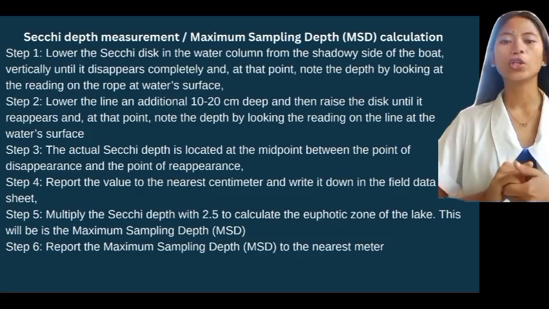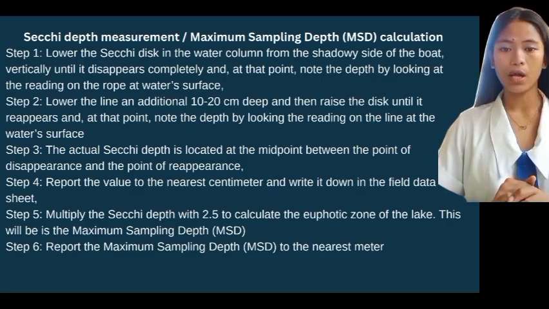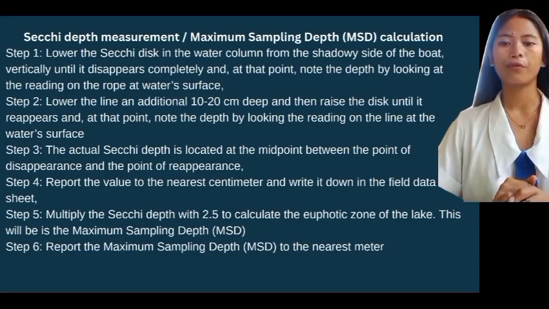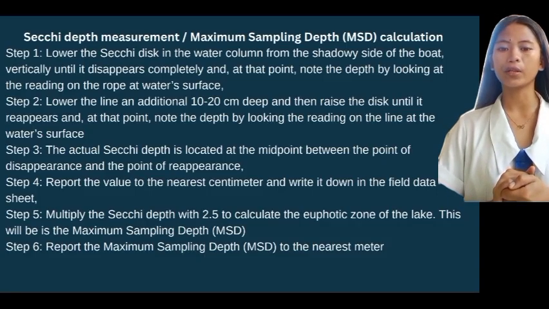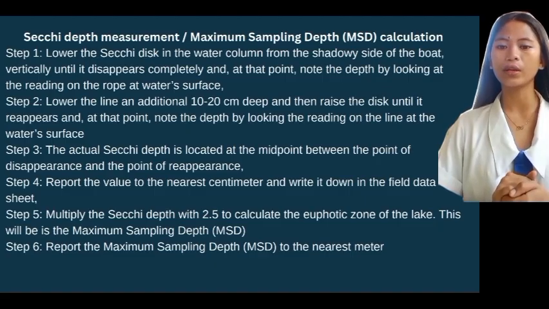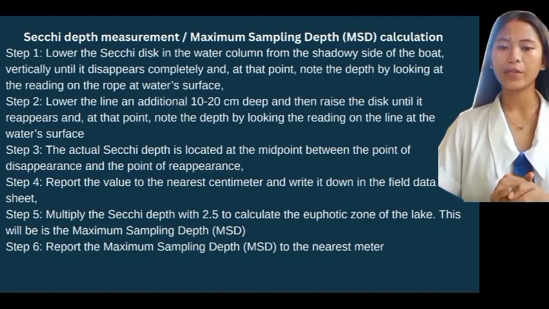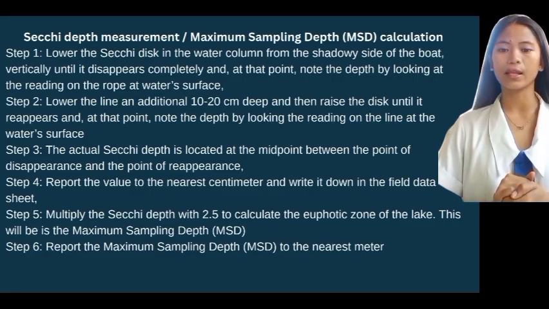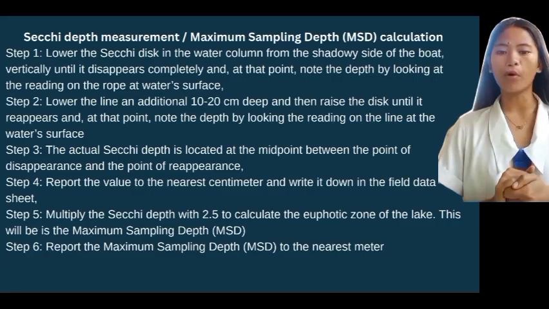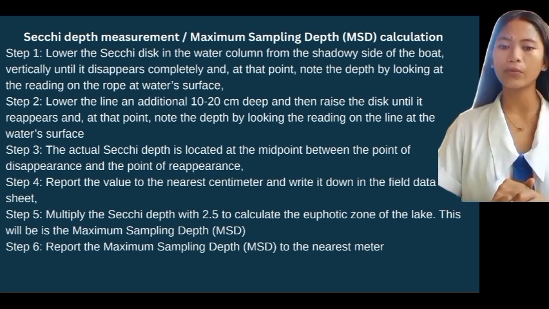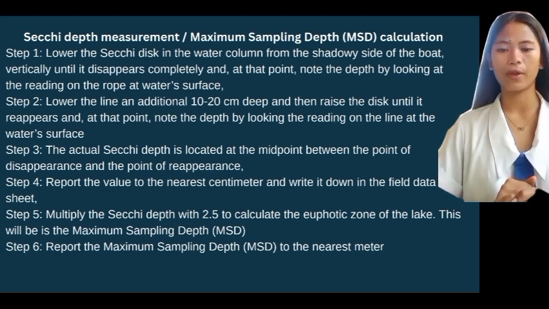Step 1. Lower the Secchi disk in the water column from the shadowy side of the boat, vertically until it disappears completely, and at that point, note the depth by looking at the reading on the rope at the water surface. Step 2. Lower the line an additional 10 to 20 centimeters and then raise the disk until it reappears, and at that point, note the depth by looking at the reading on the line at the water surface.